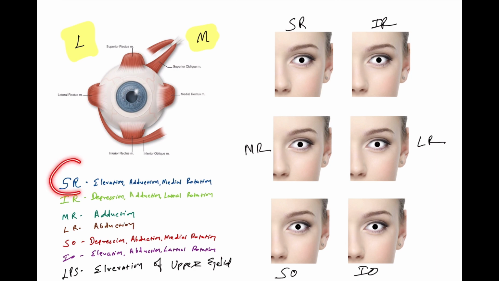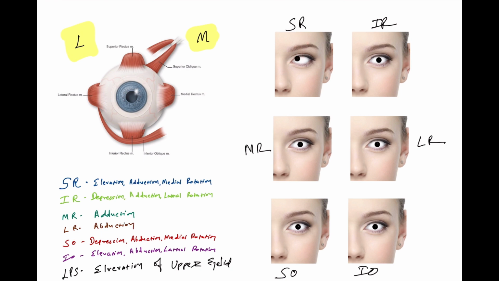First is our superior rectus muscle. Superior rectus muscle causes elevation, adduction, which means medial movement, and medial rotation of the eyeball. So if you see the ultimate action of this muscle on the eyeball, it is somewhat like this. That is, it has caused movement superiorly and medially.